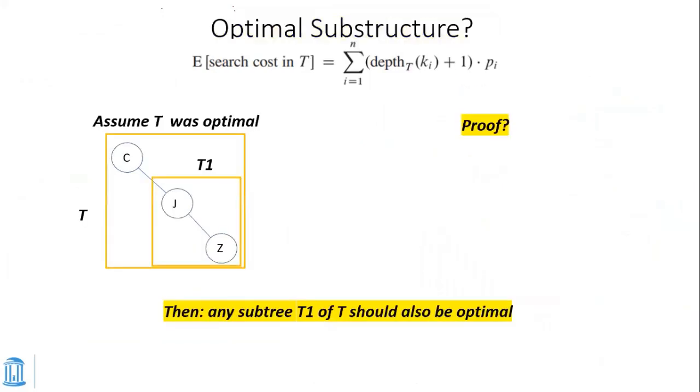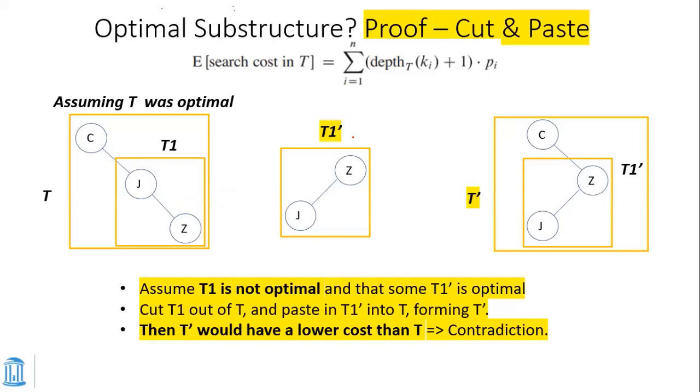So let's just do that. Here is what I've just shown you: here is T, and we've taken T1, and now we're going to do the proof. I've taken T1 prime to be, as was suggested, this other tree in which C is the same, but JZ is replaced by ZJ, in a different order. So this is our example problem, and we're assuming that T1 is not optimal, and that some T1 prime is optimal.